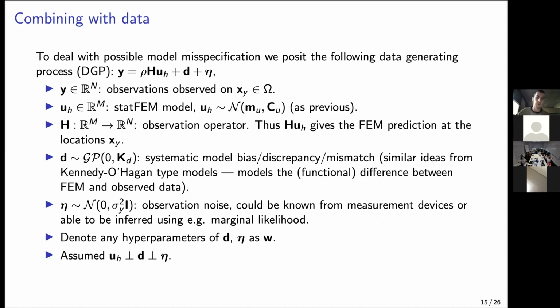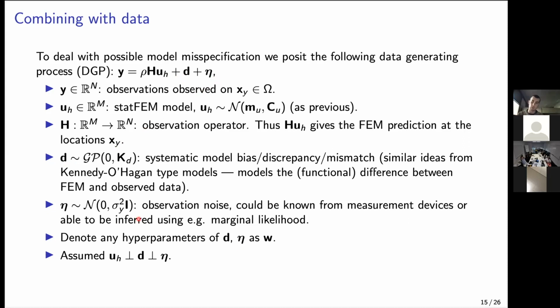Okay, so then to combine with data, we combine all these different ideas to form the data generating process, the DGP, which I'll refer to from here on in, and it's going to be rho H applied to U, plus D, plus eta. Now rho is just a scalar that will act to make sure that our model is predicting things on the right scale in comparison to the data. D is going to be a functional mismatch process, similar to the ideas in the Kennedy-O'Hagan model mismatch setup. And eta is just going to be some observed noise.